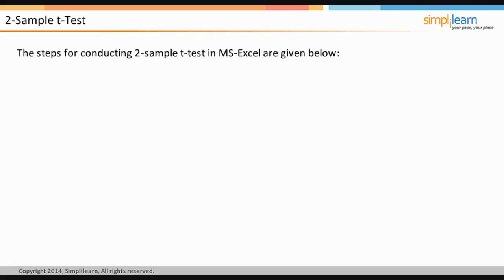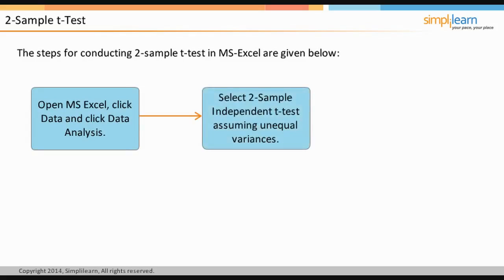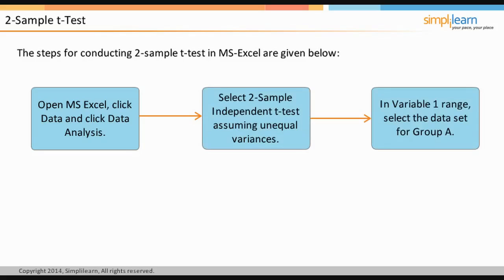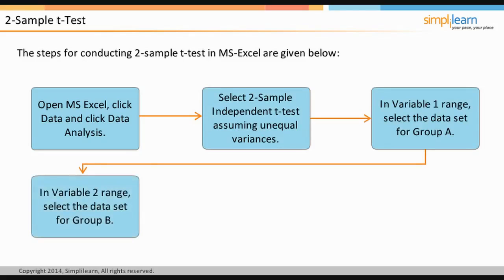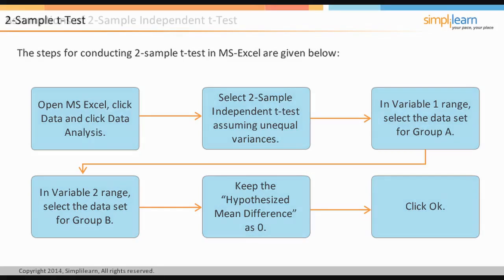The two-sample independent t-test inspects two groups of data for significant difference in their means. The idea is to conclude if there is a significant amount of difference. If there is statistical evidence of variation, one can conclude a possibility of special cause of variation. The steps for conducting a two-sample t-test are: open MS Excel, click Data, and click Data Analysis. Select two-sample independent t-test assuming unequal variances. In variable 1 range, select the data set for group A and select the data set for group B in variable 2 range. Keep the hypothesized mean difference as 0. Click OK. In the following screen, we will focus on two-sample independent t-test assumptions.